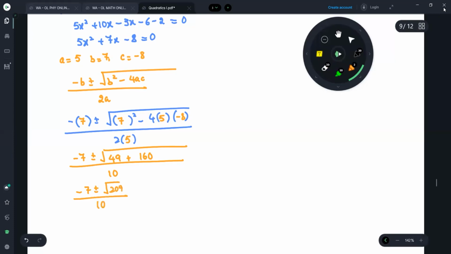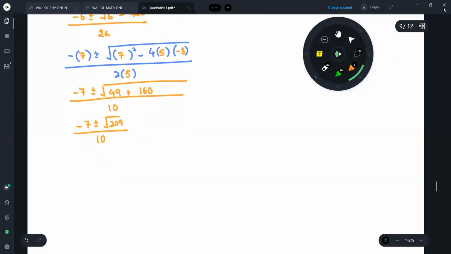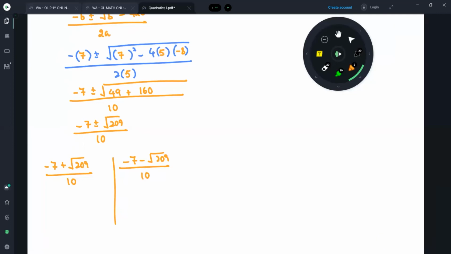Now I would suggest, if I'm solving this, all of you, I would suggest that you do it this way. Minus 7 plus square root of 209 over 10 and minus 7 minus square root of 209 over 10. Yes or no? Yes, sir. Now, can you put all of this in the calculator? Tell me the answer directly. Do you know how to open up fractions on the calculator? Yes, sir.